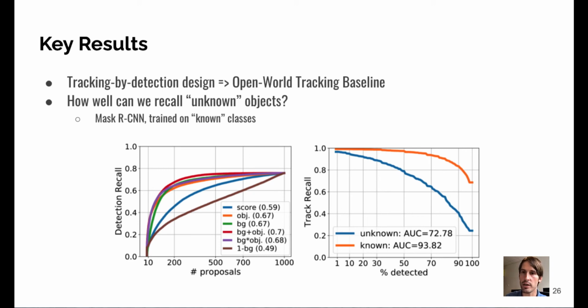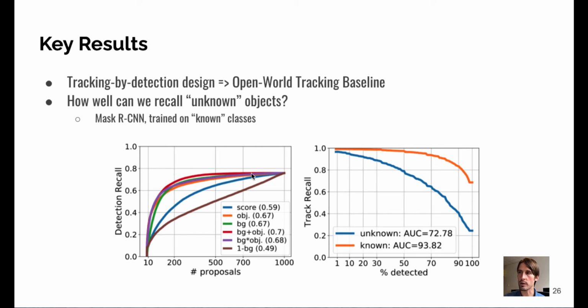I won't really have time to discuss all these design decisions here in this talk, but I will outline a few interesting key results. First, we study how well our category agnostic variant of Mask R-CNN performs on unknown classes, so classes that were not seen during training. Note that here we are not discussing the tracking aspect of the task yet. Here on the left you can see detection recall for unknown objects versus number of proposals for different scoring methods. One of the conclusions here is that commonly used two-stage object detectors such as Mask R-CNN actually generalize quite well to unknown classes.